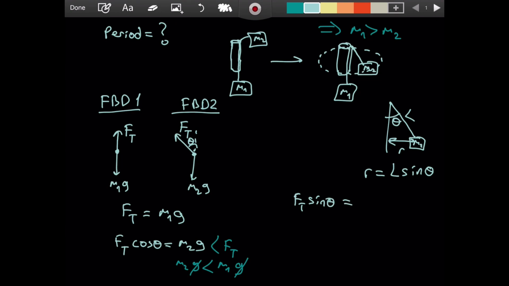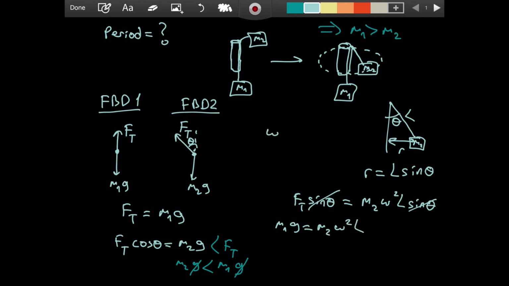This needs to be equal to mass 2 times the centripetal acceleration, which is omega squared times r, the radius. Omega is the angular velocity of the motion. And what is r? It is right here. We can substitute L sine of theta. Sine of theta simplifies. And for Ft, we can substitute M1G. So M1G equals M2 omega squared L.